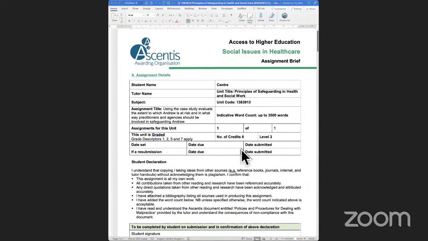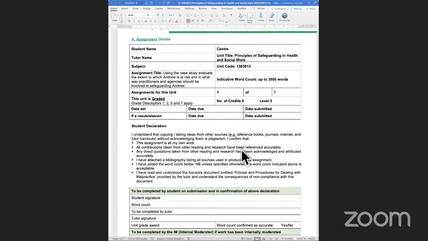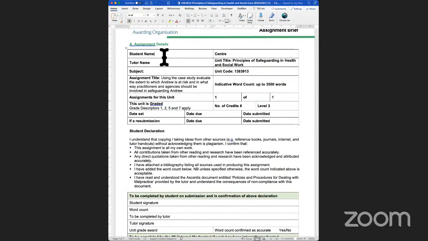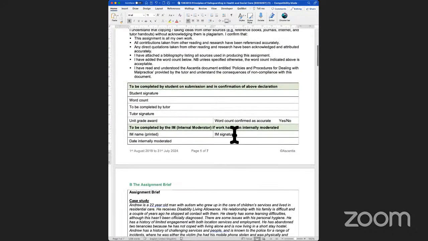So I have a document in front of me. What you can see on the screen is the assignment front page, or the first page of the assignment brief, which requires you to fill in things like your name, UK Versity, and tutor name. So I'm going to put my name. Subject, leave it blank, because the subject is a case study on Andrew, who is a person who has autism. We will go through this in a bit more detail.